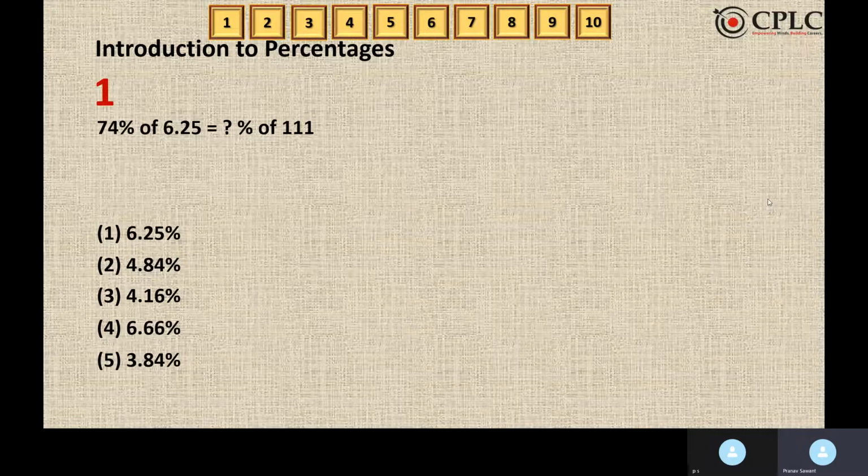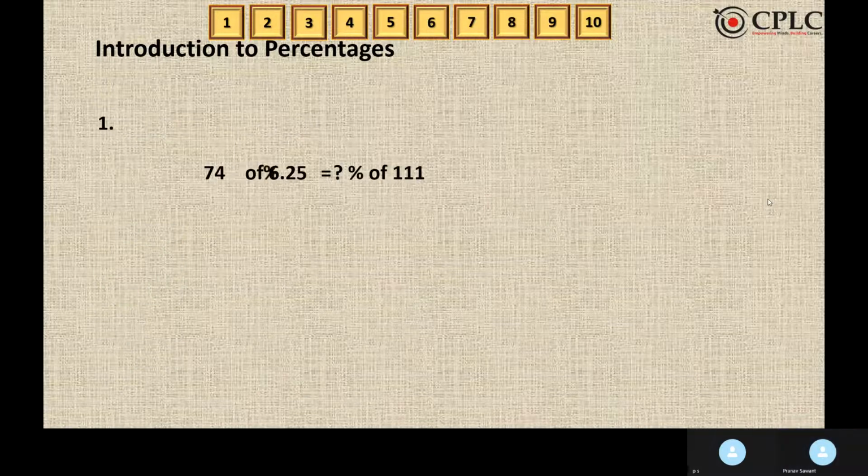Over here, we'll make use of the concept which we have learned in the concept part. The concept is A percent of B is equal to B percent of A. So instead of finding out 74% of 6.25, if we find out 6.25% of 74, it would be much easier because we have a fractional value of 6.25%, that is 1 by 16. So 1 by 16 into 74 is equal to what percent of 111?